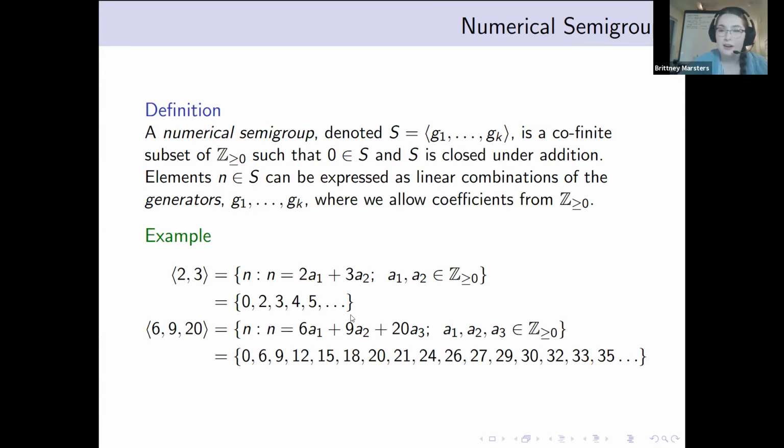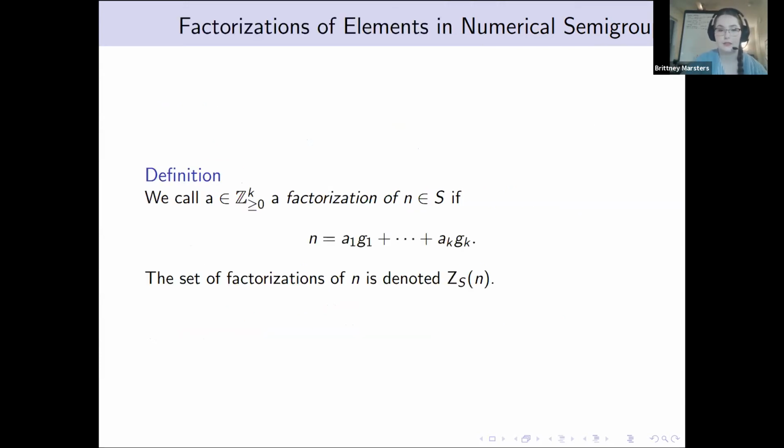So how do we get the points where we're going to optimize our norm values from? This is going to come from something called a factorization. An integer point is a factorization of our element n if, when we take the dot product with our generators, we get out that element. And we note that set of factorizations as Z_S(n).